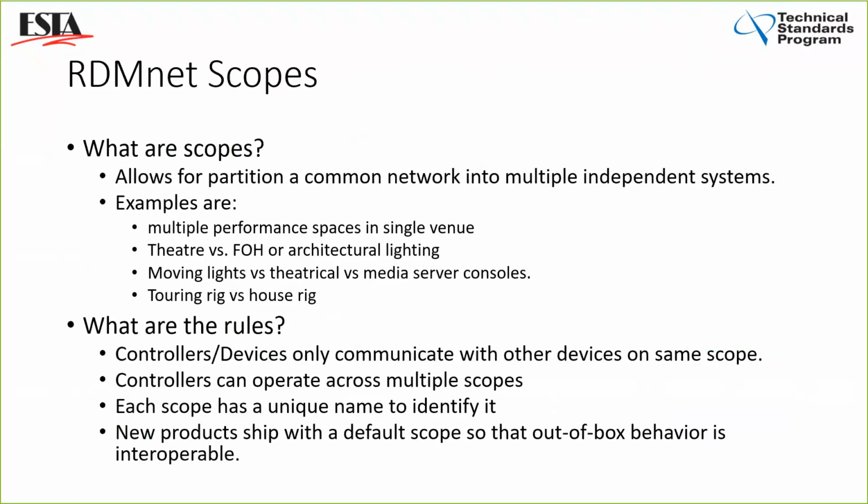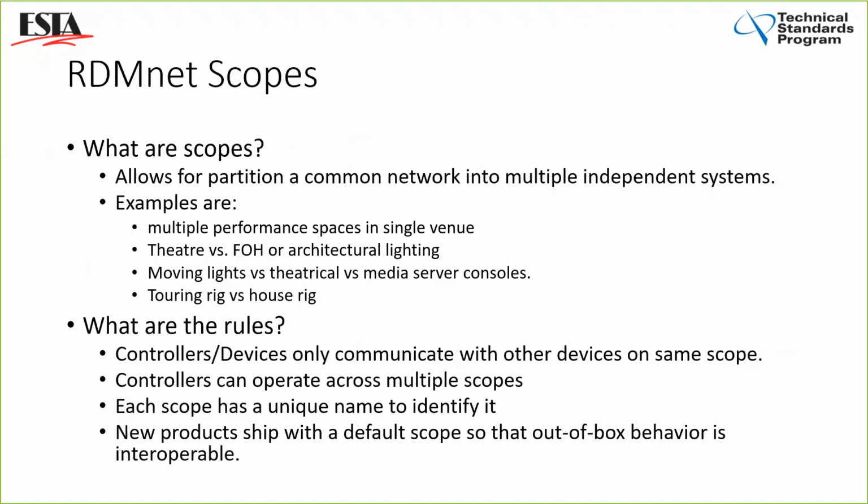All right, so we talked a little bit about scopes just very briefly. So what are RDMnet scopes? As I mentioned, they allow us to partition a common network into multiple independent systems. Some good examples of where we need to do this are multiple performance spaces in a single venue. You also could have your theatrical lighting versus your front of house architectural lighting that you need to isolate into different systems. But it's also common on a big show.